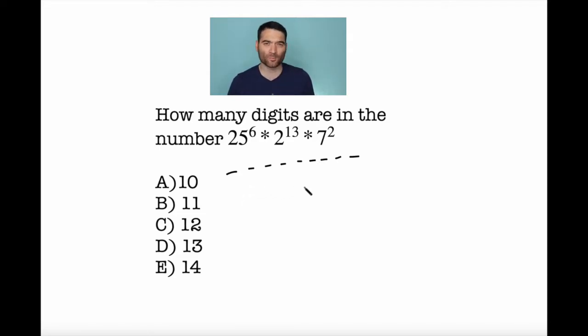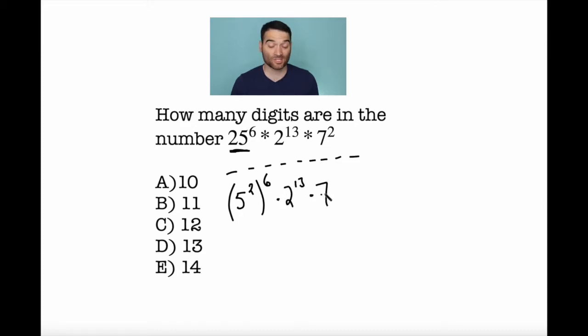Well, first order of business, whenever you have a tough exponent problem like this, is to get everything down to primes. What do I mean by that? Well, 25 can be rewritten as 5 to the power of 2, right? It's 5 squared. So I have 5 to the power of 2 to the power of 6 times 2 to the power of 13 times 7 to the power of 2. And if you know your exponent rules, you'll know that when I raise a power to a power, I need to multiply these. So this is 5 to the power of 12 times 2 to the power of 13 times 7 to the power of 2. Okay, we're slightly better off, maybe not a whole lot better off.